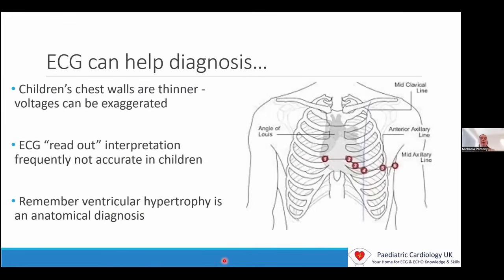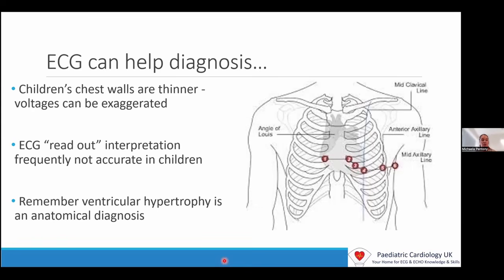When we look at the ECG, we have to remember a few things specific to pediatrics. Children's chest walls are anatomically thinner, and therefore the voltages on ECGs can be exaggerated. It's really important that the automatic printout or readout of an ECG is not depended on. We need to look at the ECG ourselves because it's frequently not accurate in children. And finally, we want to remember that ventricular hypertrophy on ECG is just an aid to diagnosis.